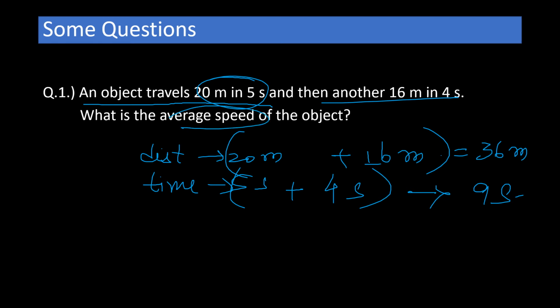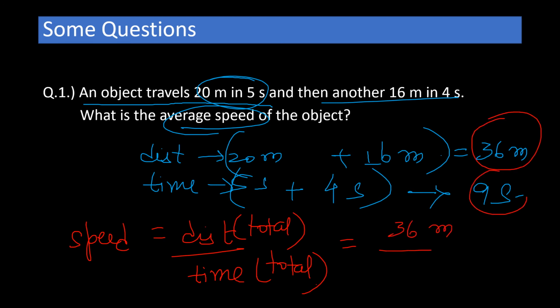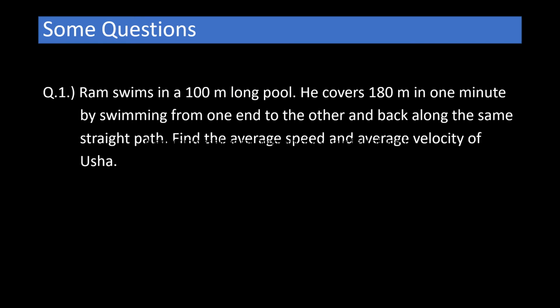So what is the average speed? That is the question. So guys, we know the formula for speed, that is distance by time. It is not only distance by time, we will remember guys, it is total distance by total time taken. So total distance is 36 meters. Total time taken is 9 seconds. So overall, the speed comes out to be 4 meters per second. Again, a very simple question, guys. Okay, so let's move ahead to the next question.